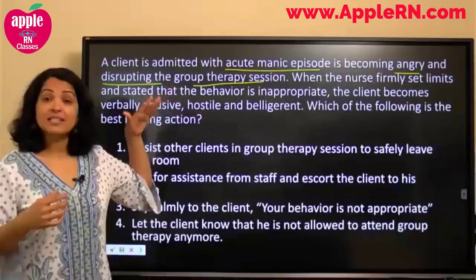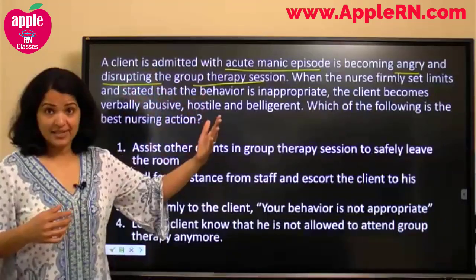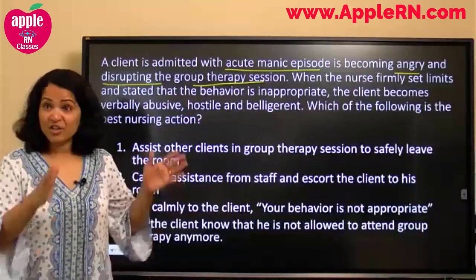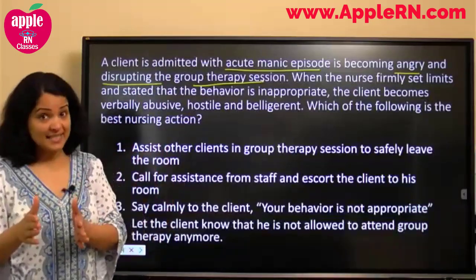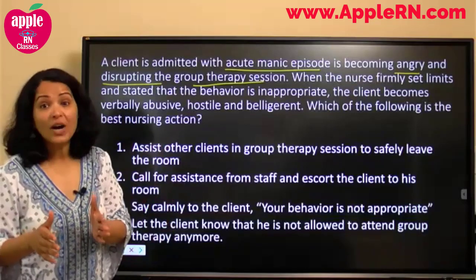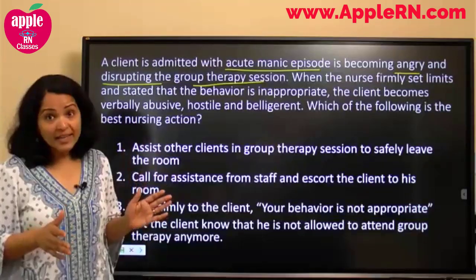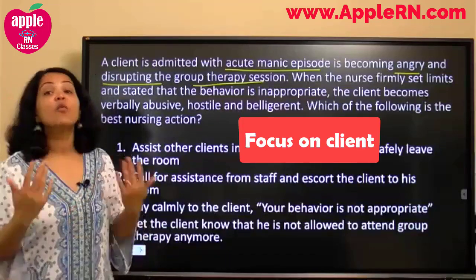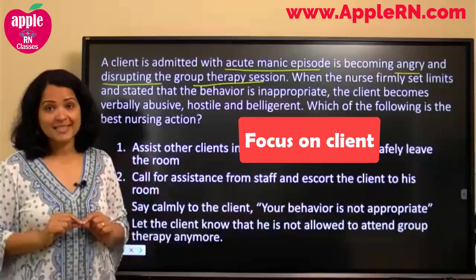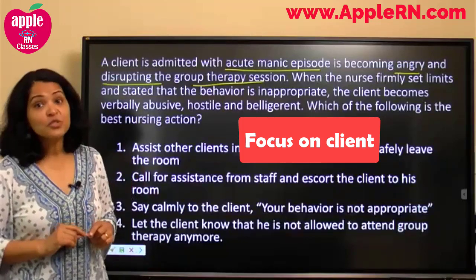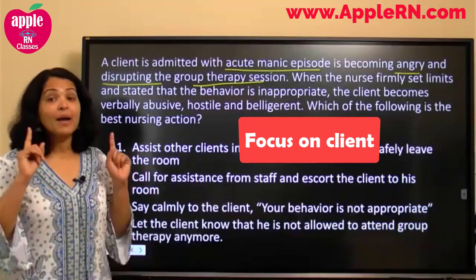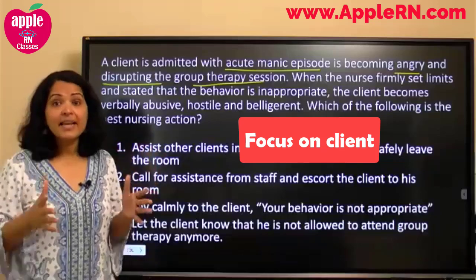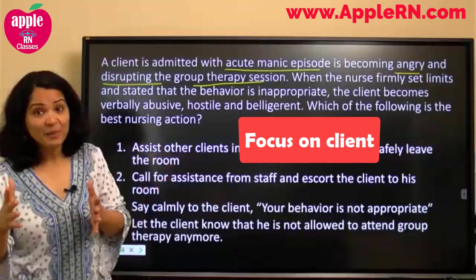The patient's situation escalated. Even though the nurse did what was right to do, like try to set limits and say that it's inappropriate, it didn't work. Definitely it didn't work, because things escalated. Right? Now what do we do? That's the question. So a couple of things which come to your mind should be, one, about safety. And second, how can we take care of this client and the other people?